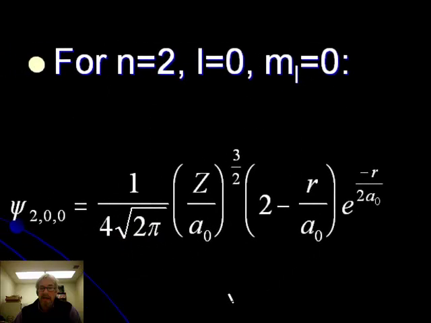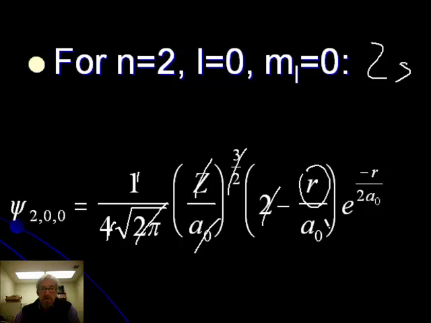Here's n equals 2, L equals 0, m sub L equals 0. So this is the 2s orbital. Here's the eigenfunction. Everything is constant except for the only thing that can change, which is r. So this depends only on r.